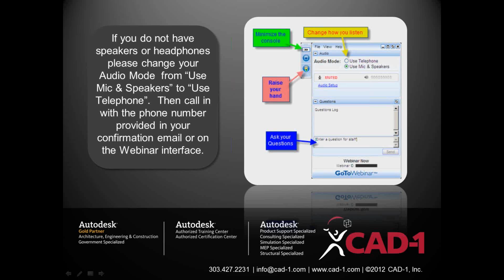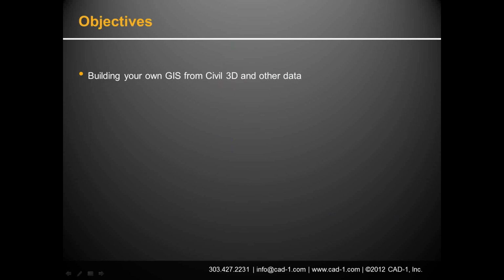Sometimes I will have little surveys to ask people, but with what we're doing today, I did not feel capable of building a survey that would ask the right questions. So today's objective is basically going to be building your own GIS from Civil 3D, from AutoCAD data, and even from shapefiles. If at the end of this you would like more information or more content, then please definitely give us a call or send us an email. The email address is at the bottom of the screen currently, and at the end of the webinar, we'll post that one again.